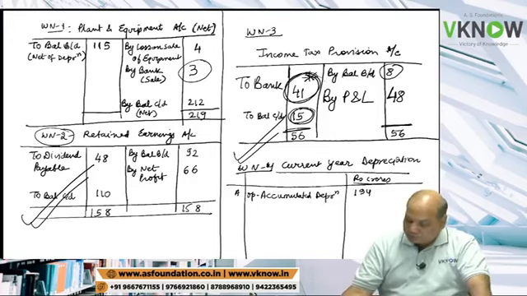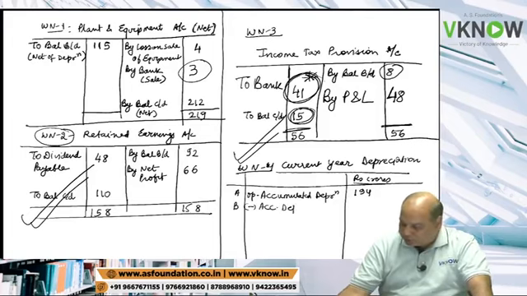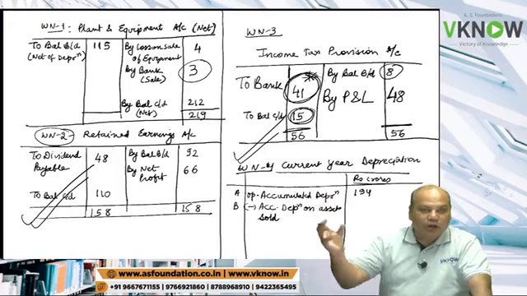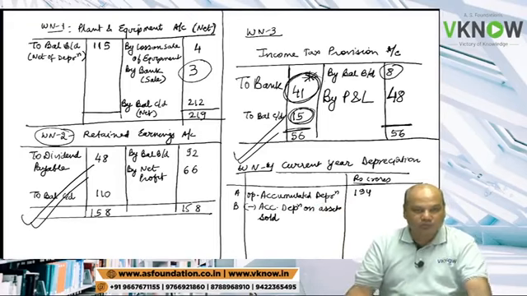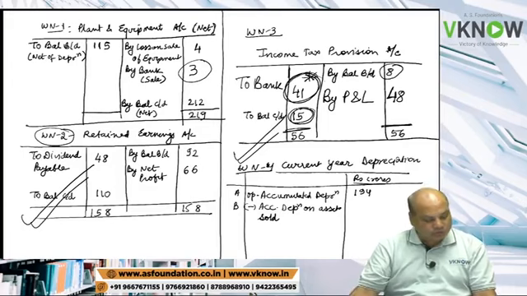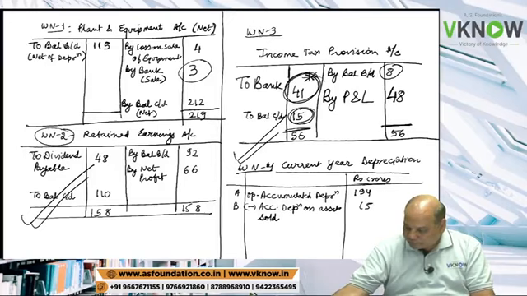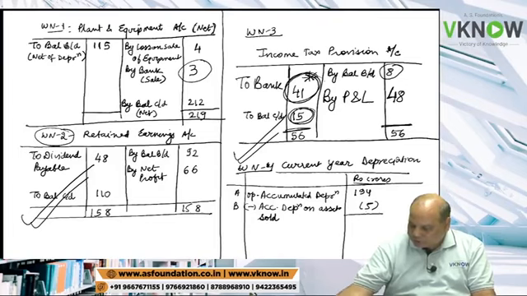194. Point number B, less accumulated depreciation on asset sold. In case you have sold some asset, accumulated depreciation is removed because that asset is not there now. So accumulated depreciation on asset sold is 5 crore. So what is your balance here? 194 minus 5, 189. Compare this with your closing accumulated depreciation.